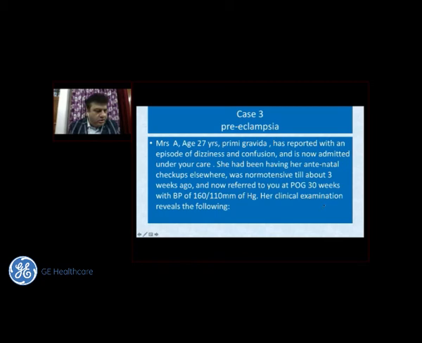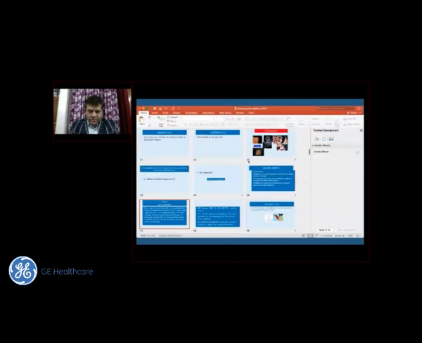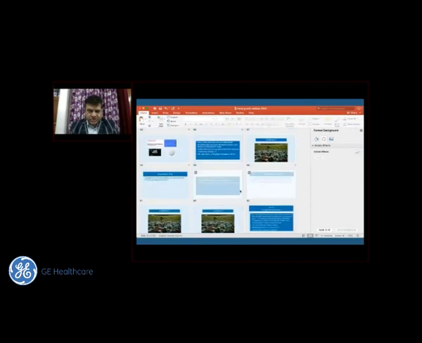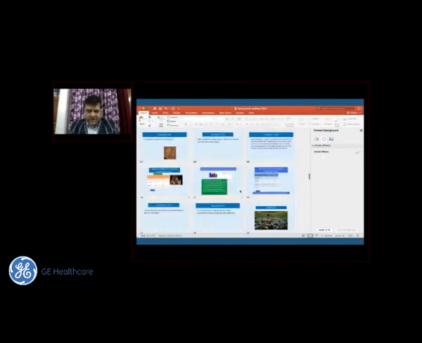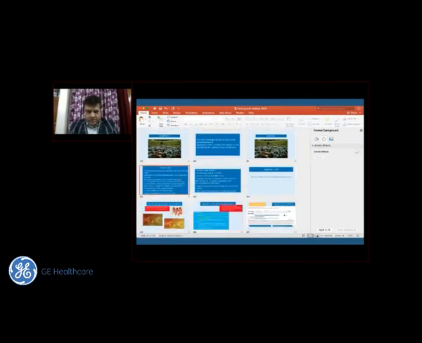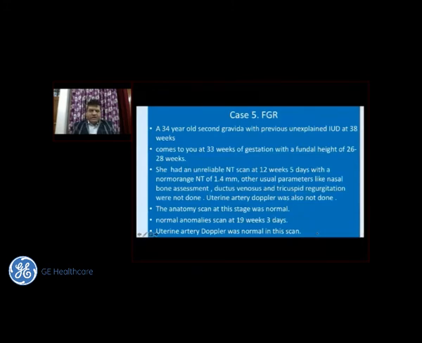So I don't really know, should we go on to the next? If you would allow me, there's a paucity of time, so I'll switch to something which is extremely important, and rather than that, we can go straight to something which we really want to carry home. So we are going to take another FGR case. Please remember, if there's more time, we can discuss more cases, but this one has a lot of carry home messages to all those who are watching. This is a case of a 34-year-old second gravida with previous unexplained IUD at 38 weeks.